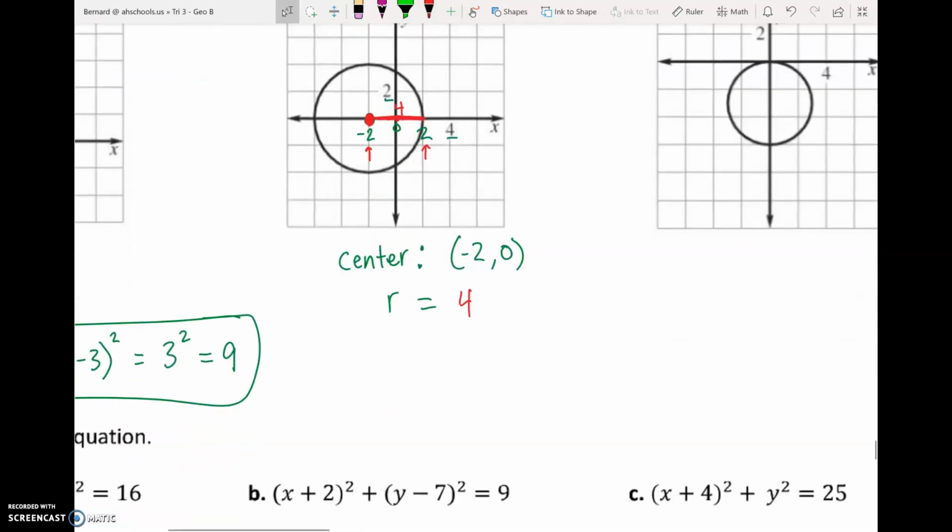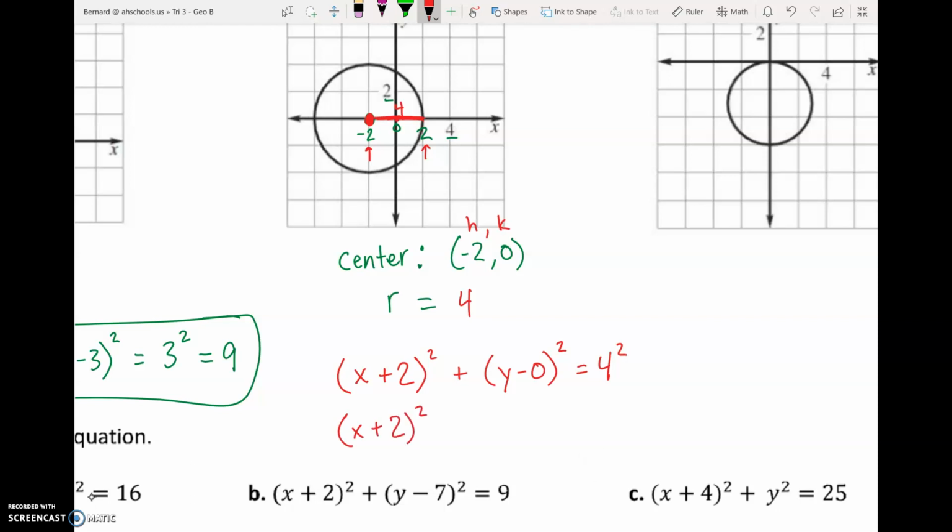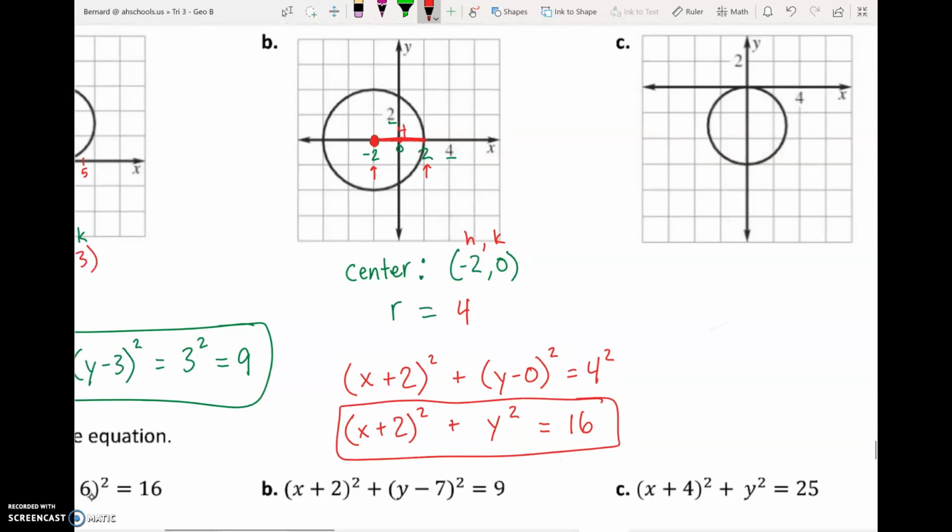And so now we can write the equation. Remember h comma k, and we're always opposite in our equation. So we'll do x plus 2 squared, plus y minus 0 squared, and that equals our radius squared. Now I'm going to do this one in 2 parts so we can handle the y minus 0 part. So x plus 2 squared stays as is, but we don't need a minus 0, so we'll just have y squared by itself, and 4 squared is 16. And that's our final answer for our equation.